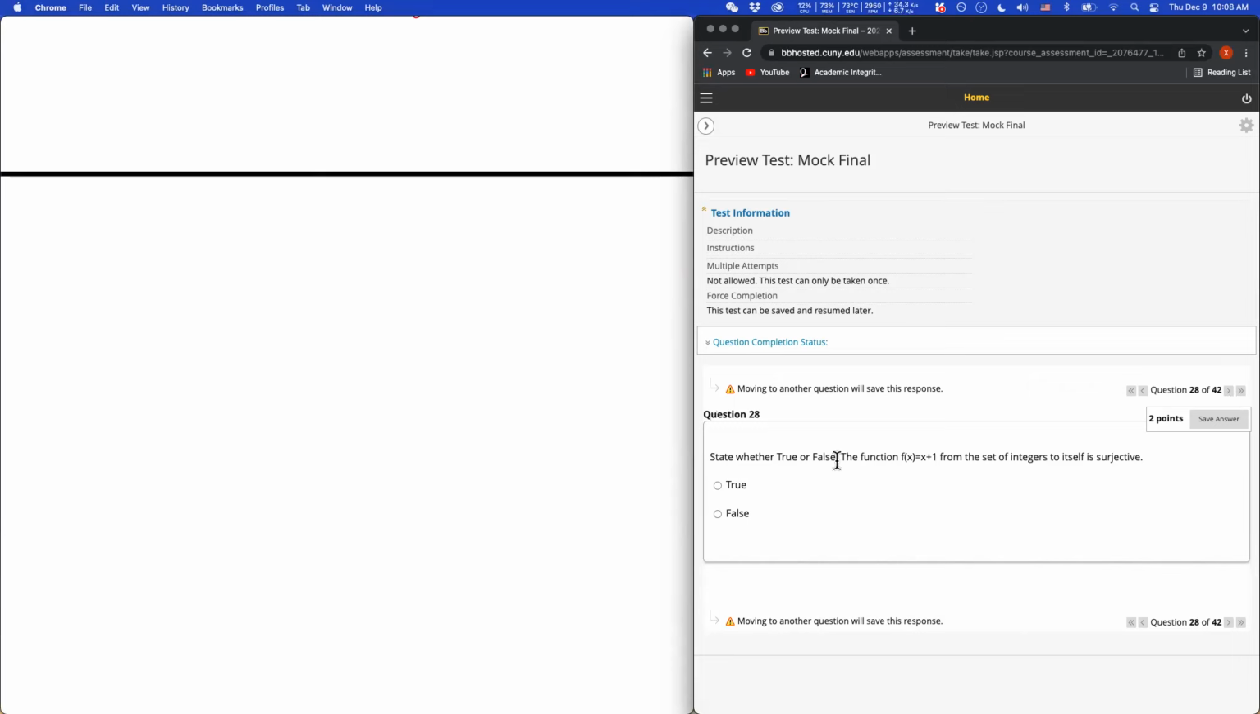Okay, so here you have the function f of x equals x plus 1 from the set of integers to itself. So from the set of integers to the integers, is it surjective? Is it true?